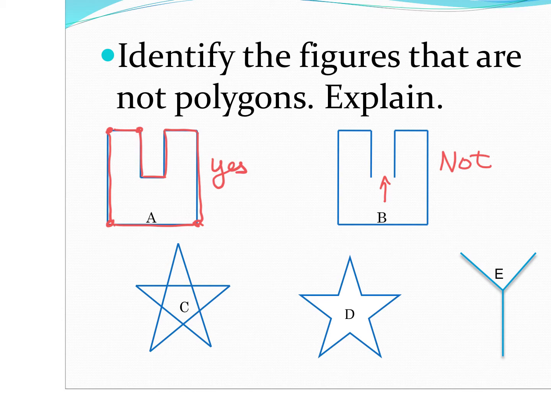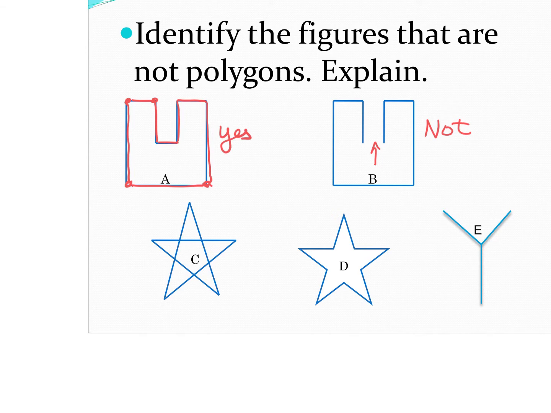Figure C, this star-looking thing, this one is also not a polygon because notice I've got 3 points here. I cannot have collinear points that are forming a side. And also, these points are intersecting too many sides. So this is not a polygon.